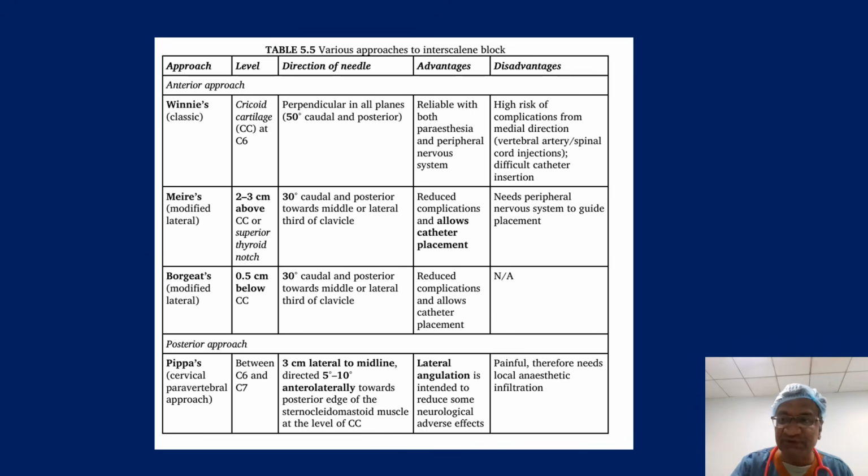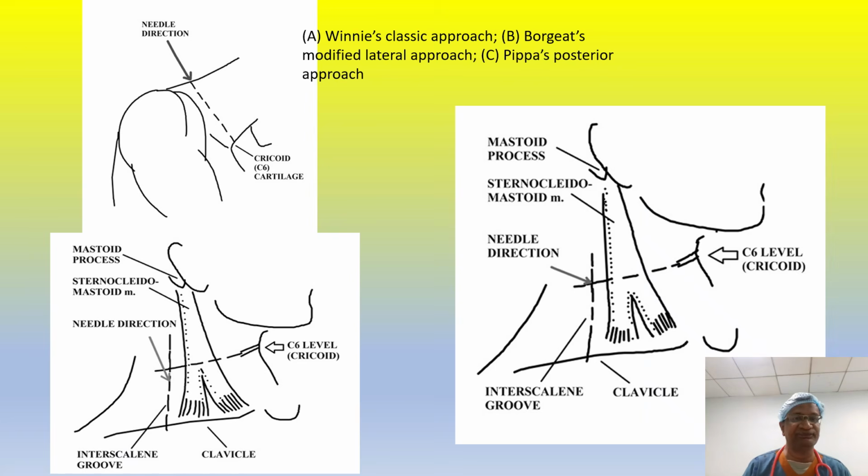Interscalene block itself is an approach of brachial plexus block. There are a lot of things here. The needle direction changes from here or slightly here. There are various Borgeat and other approaches.